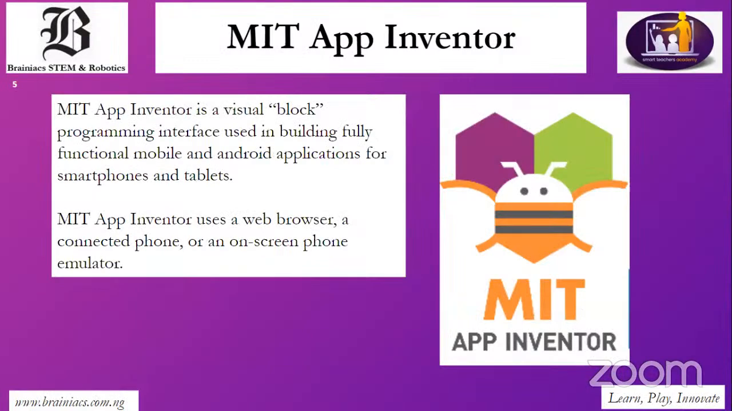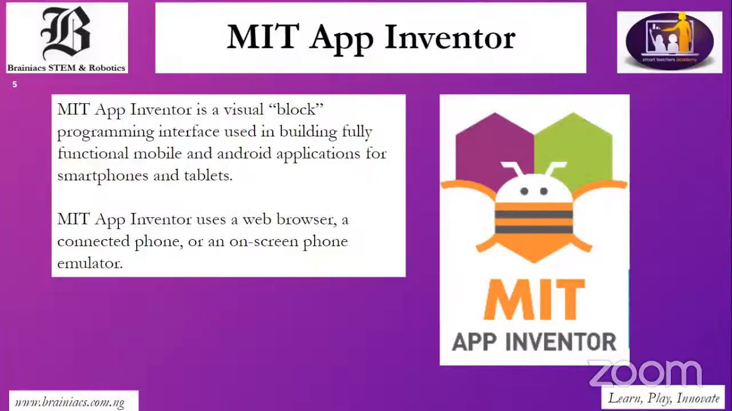Okay, so what is MIT App Inventor? Now, MIT App Inventor is a visual block programming interface that is used in building fully functional mobile or Android apps for smartphones and tablets. So this interface is a web-based platform that can be used to build applications. And there are lots of applications we can build on it. One of them is what we'll be doing this afternoon.